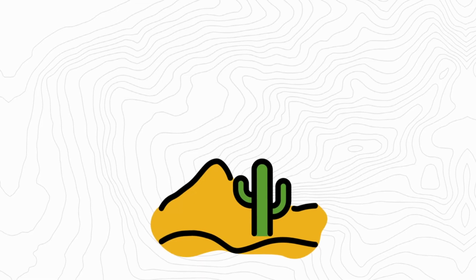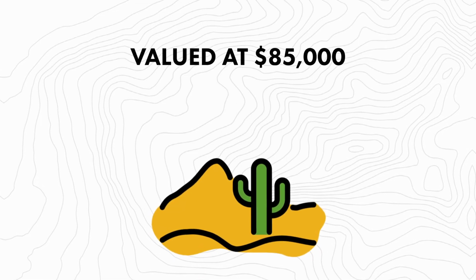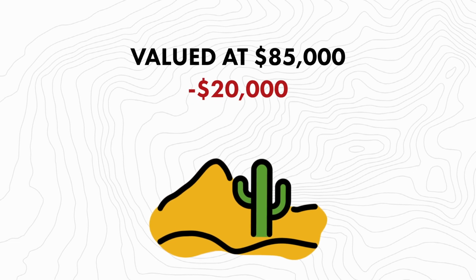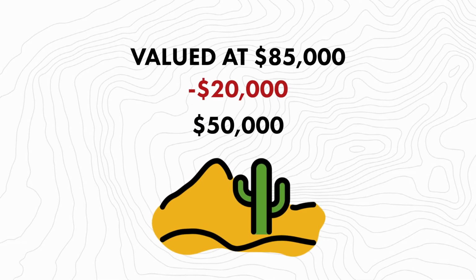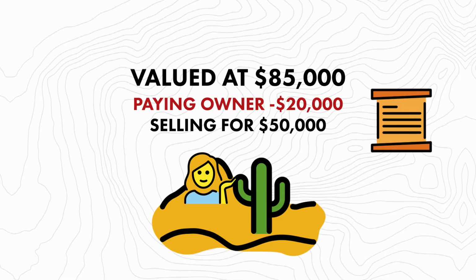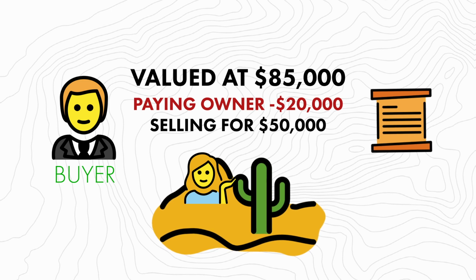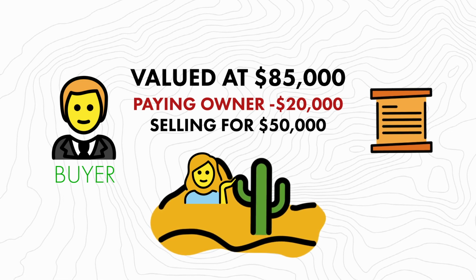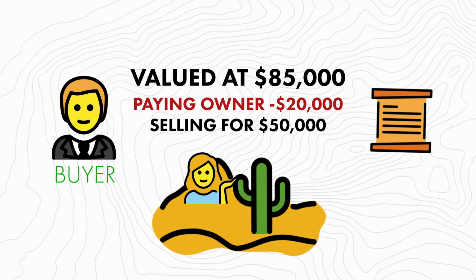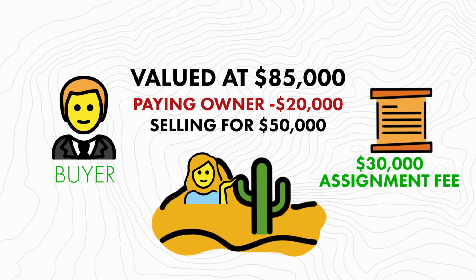Now in a classic wholesale, you use what's called an assignment. It's a piece of paper that is the contract between the seller and you, and it gives you the right to assign your rights in that contract to somebody else. So in other words, let's say this property is worth $85,000. You got it on a contract for $20,000 and you're selling it for $50,000 now. So very simply, what you could do is go to the buyer and say, hey, Mr. Buyer, I have this deal under contract. I can just assign my contract over to you. How about you just pay me a $30,000 assignment fee?